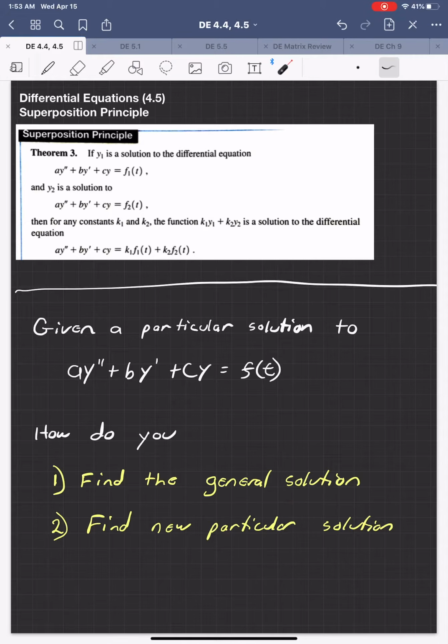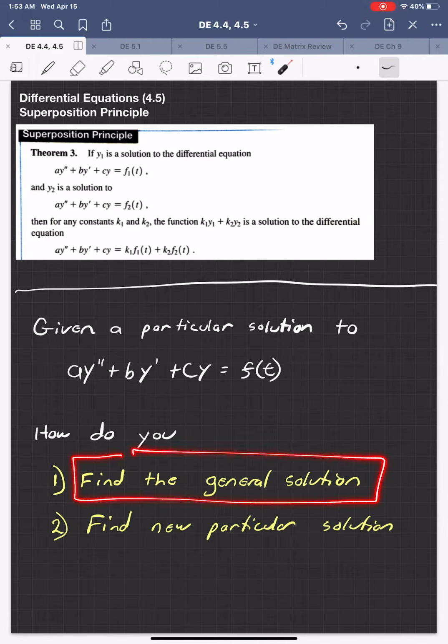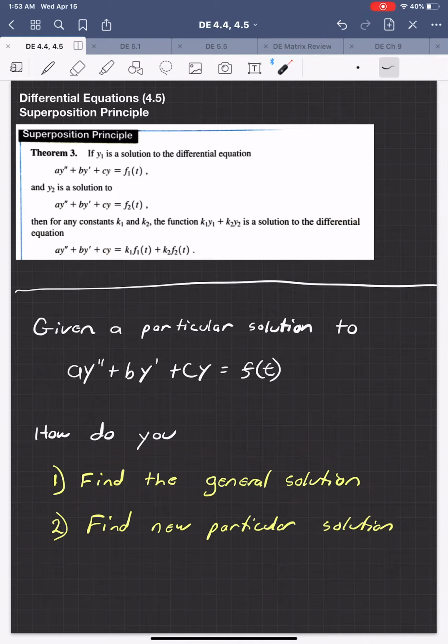Now, we're going to jump into this and teach this via an example. Let's say I have a particular solution to this non-homogeneous equation. In other words, y equals, and I would write something here. I already have the solution. What I want to know is how do I, from that, find a general solution to a non-homogeneous equation?